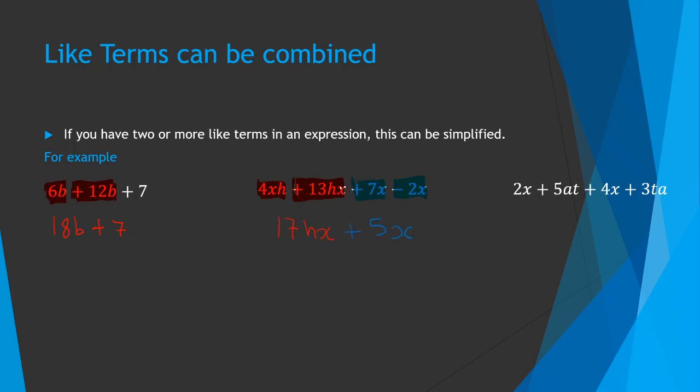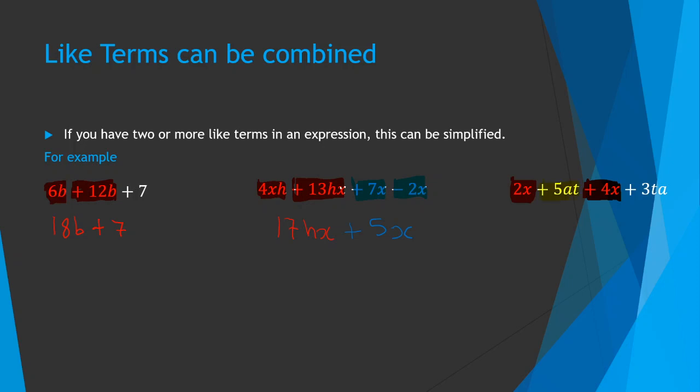And the one here on the right, let's start doing our highlighting again. Okay, in red we have x here, so 2x and 4x plus 4x. Notice how I'm highlighting the sign on the left of it with the highlighting. And here in yellow maybe, at and ta, okay? So here we have 5at and plus 3ta.